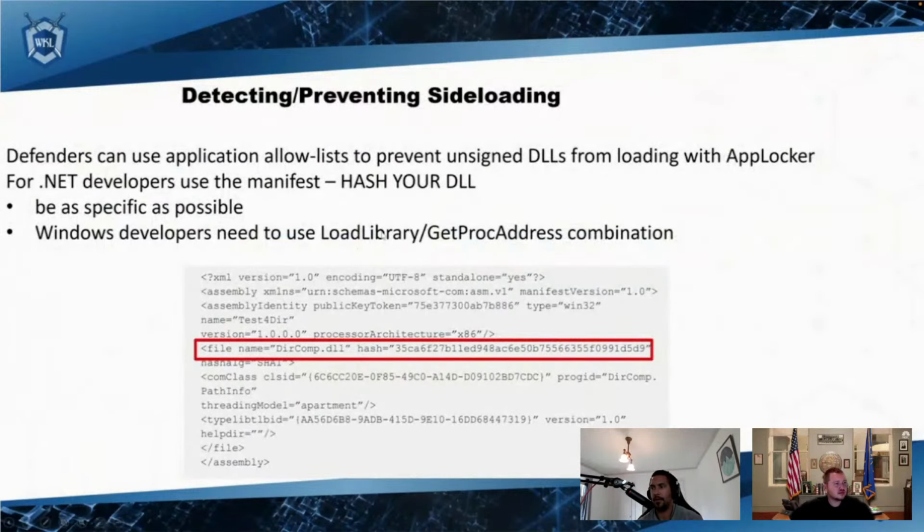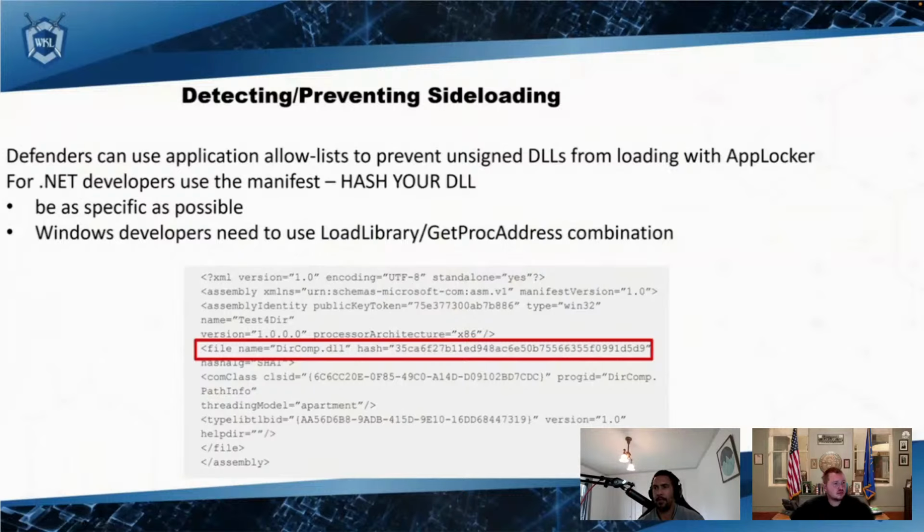Okay, so let's talk about how we actually detect and prevent this attack. Defenders can use application allow listing with AppLocker to prevent unsigned DLLs from loading. I already talked about this, but .NET developers can use manifest files. You can put a hash of your DLL within the manifest.